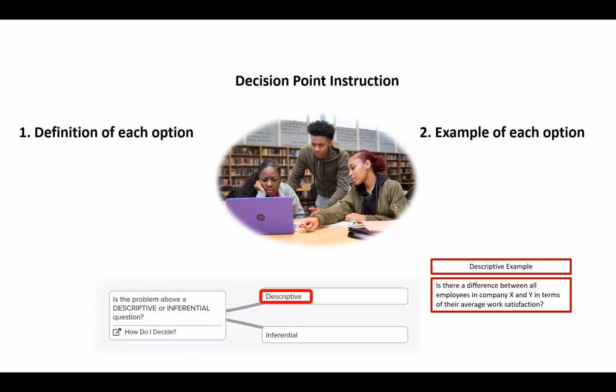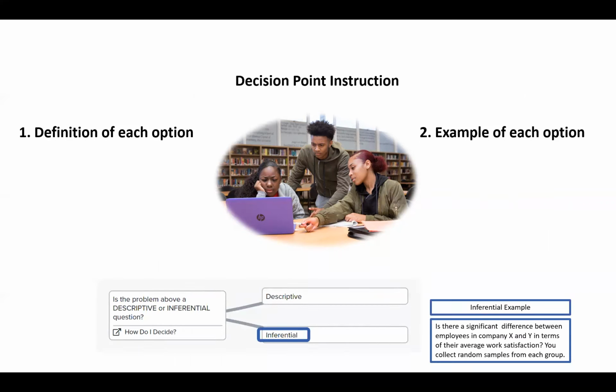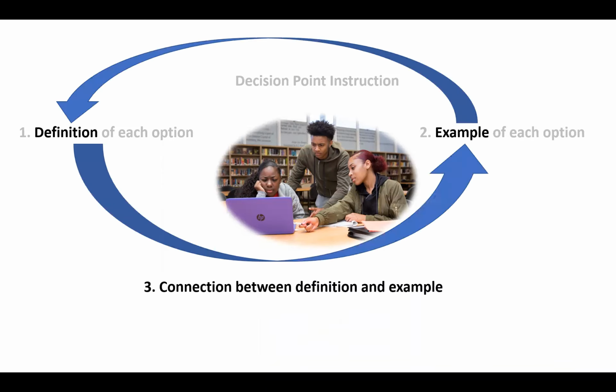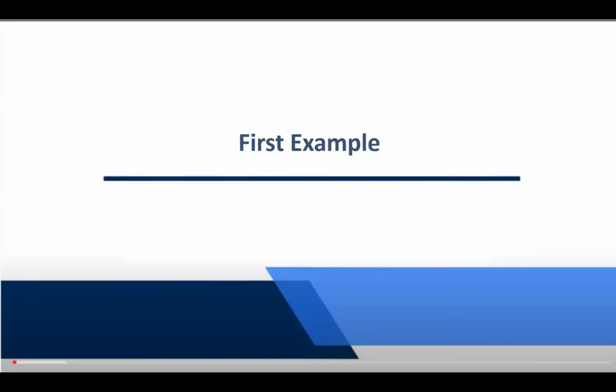The second purpose is to provide an example or illustration of each option. Here is an example of a descriptive problem, and here is an example of an inferential problem. The third purpose is to show the connection between the abstract definition and the concrete example. We will show you an example of each of these elements.